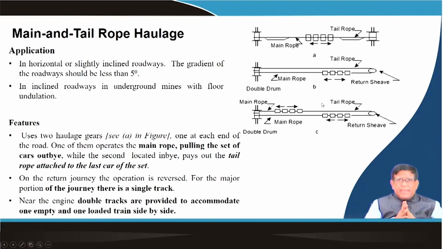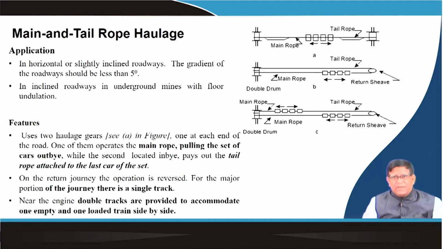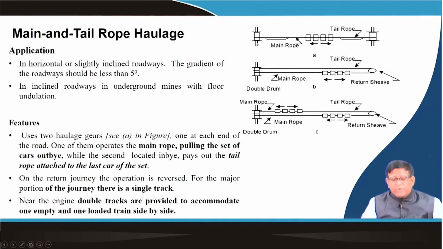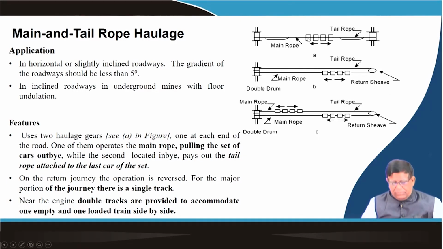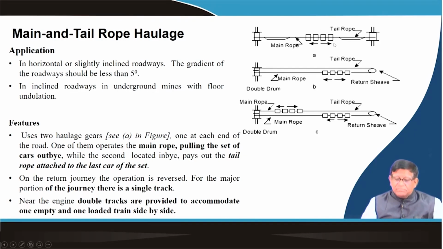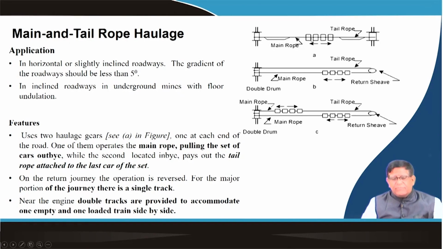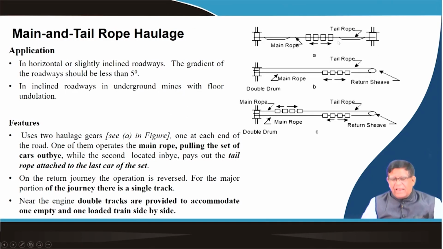So, what is the main and tail rope haulage? In our direct rope haulage, you have seen that there is one drum and the cars are being brought up. Now, here you can see there is a main rope with a main drum, and there is a tail end drum with a tail rope. That means the mine cars form a train, and a rope is connected at both the end side and the front side. That is exactly the main and tail rope system.